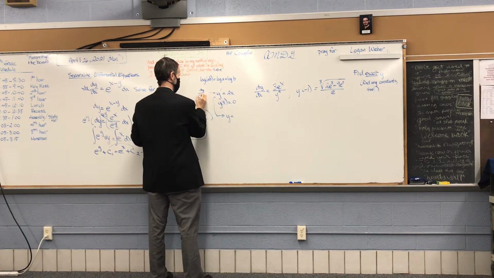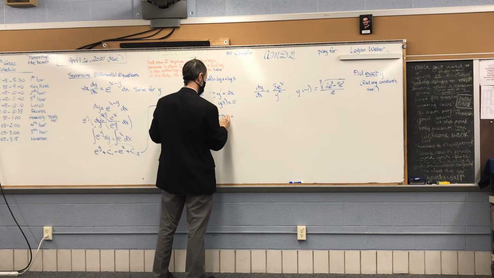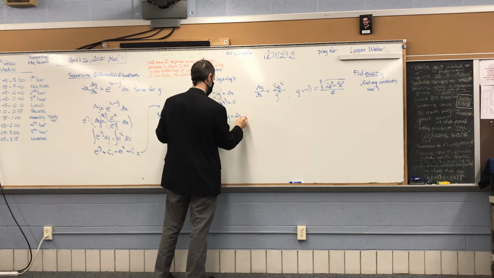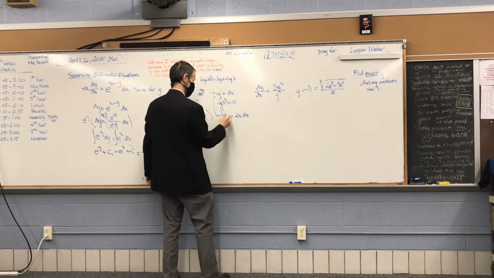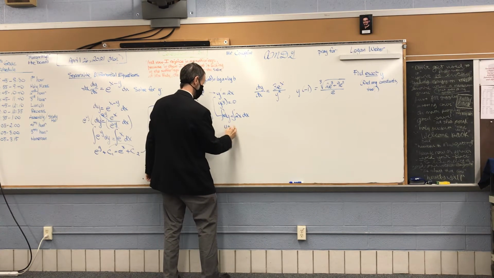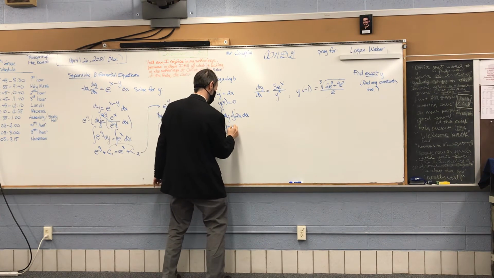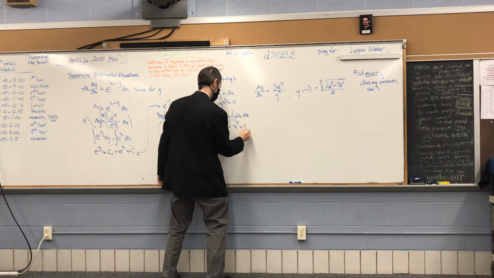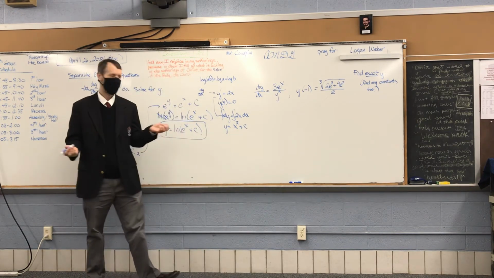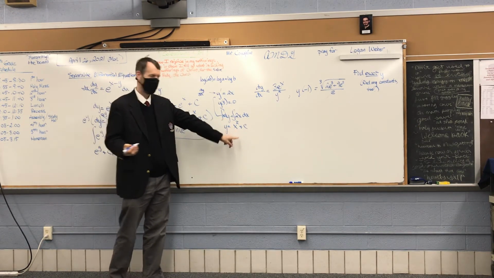I'm going to rewrite this as dy equals 2x dx. Antiderivative, y equals x squared plus c. Does everyone agree with that? Yeah. That's just taking the antiderivative of 2x.